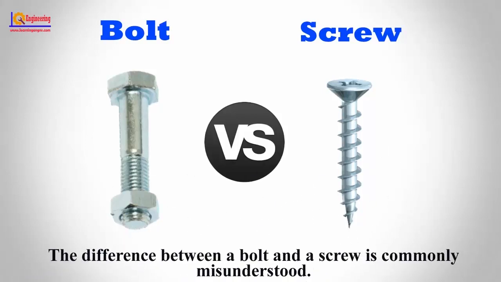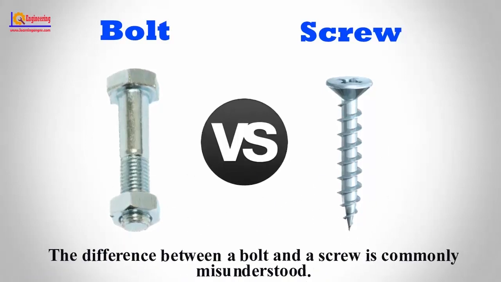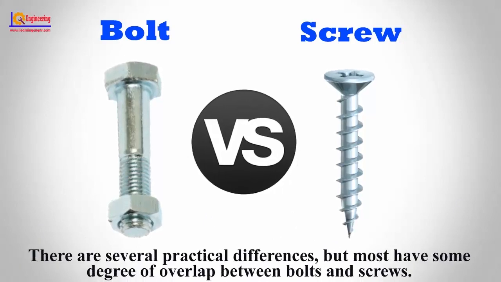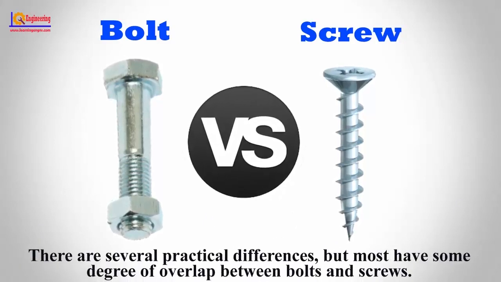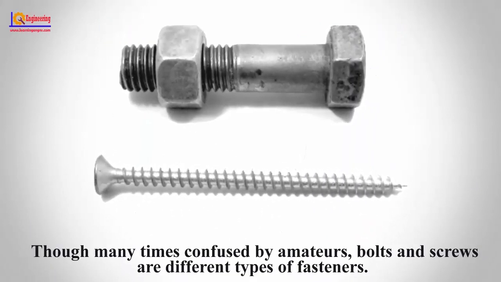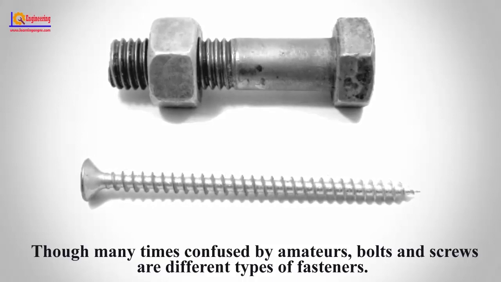The difference between a bolt and a screw is commonly misunderstood. There are several practical differences, but most have some degree of overlap between bolts and screws. Though many times confused by amateurs, bolts and screws are different types of fasteners.